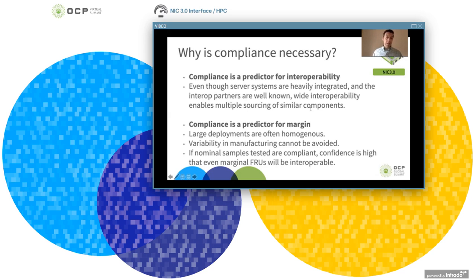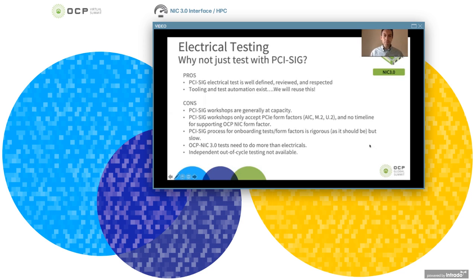If we don't do compliance testing, we risk that a nominal sample is out of compliance and that a marginal sample is not even interoperable. And this causes problems for the user and suppresses adoption. So we can see the need for compliance testing.